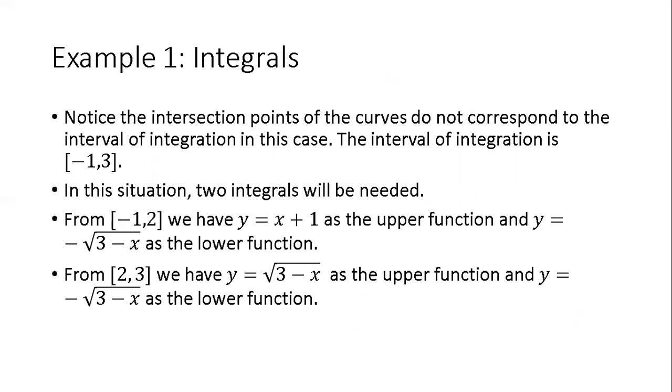And again, notice the intersection points of the curves do not correspond to the interval of integration in this case. The interval of integration is -1 to 3. In this situation, the two integrals that will be needed are the integral from -1 to 2. We have y equal x plus 1 as the upper function, and again, y equal negative square root of 3 minus x as the lower function. And from 2 to 3, we have y equal the positive square root of 3 minus x as the upper function, and y equal negative square root of 3 minus x as the lower function.